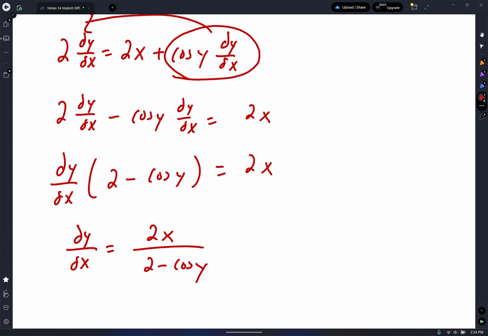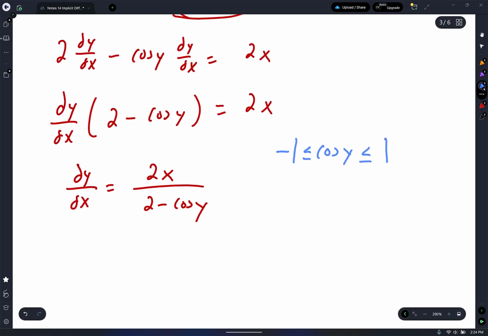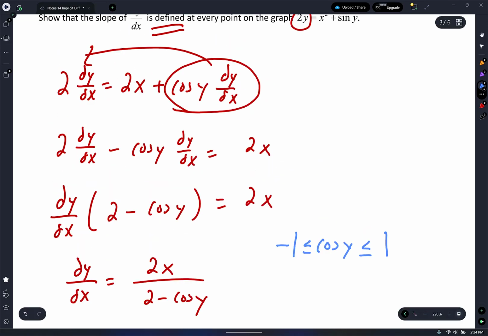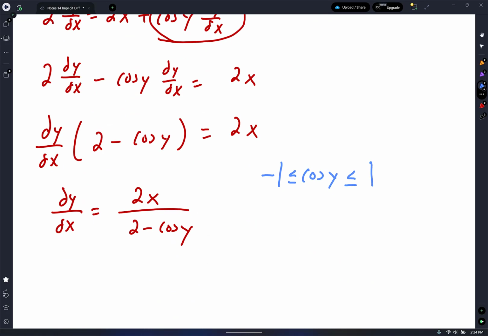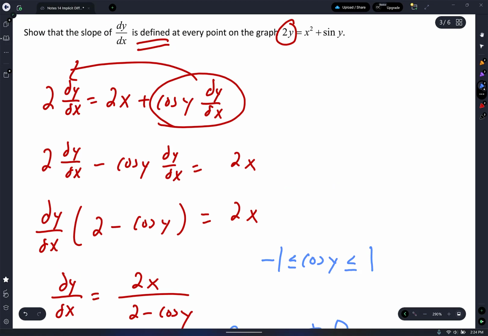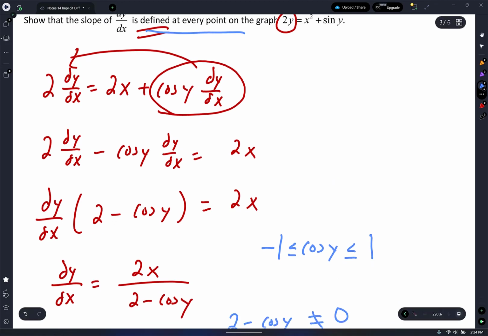We need a little bit of pre-calc, not a lot. We know that the biggest cosine y is 1. And the smallest cosine y is -1. Defined for all x, y's. This will always be defined since the denominator will never be 0. 2 minus cosine y will never equal 0. So hence we just proved defined at every point.